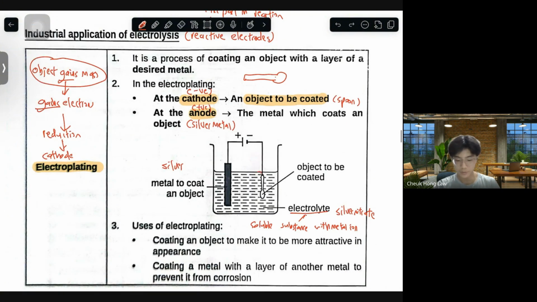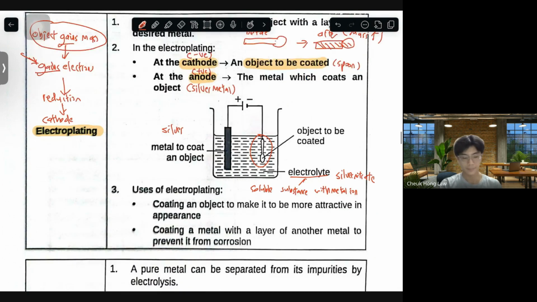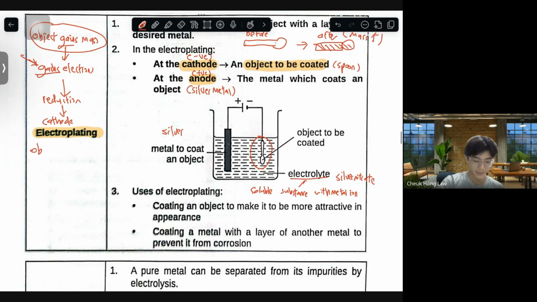You realize your spoon, right? You want to coat it with silver. So before, it is just a regular spoon. And then after, it will be a spoon with silver. So the mass increases. Since the mass increases, we think of it as it gaining electrons. Okay, so it's reduction, which happens at the cathode. That's how I remember. Then the object that loses mass, right?